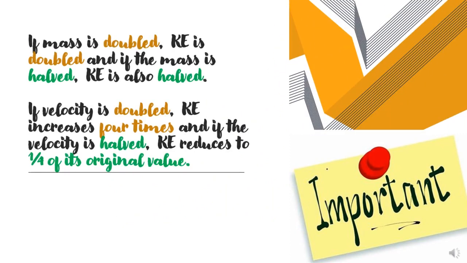Now we have already derived the formula for kinetic energy equal to half mv square. So remember, the mass is directly proportional. Hence, if you double the mass, the kinetic energy will also be doubled. If you halve the mass, then kinetic energy will also be halved. But velocity is dependent as the square power, or you can say the power of 2. So if you double the velocity, the kinetic energy will be 4 times, and similarly if you halve the velocity, then kinetic energy will reduce to 1/4.